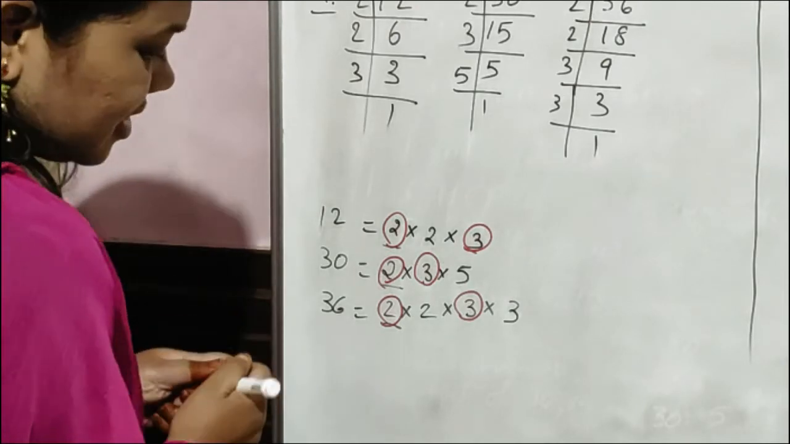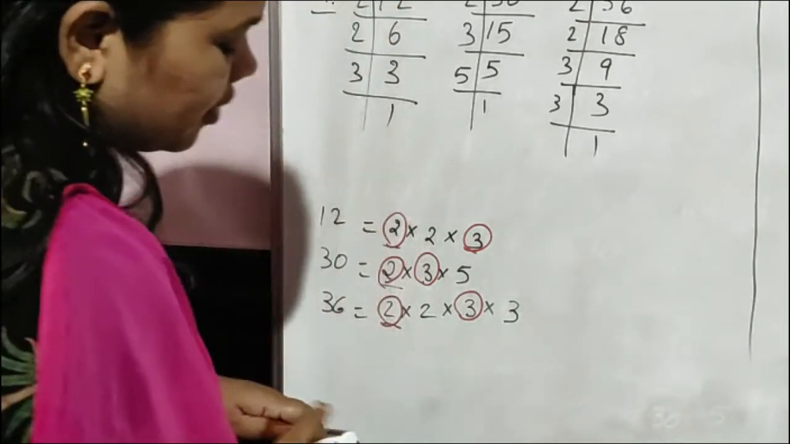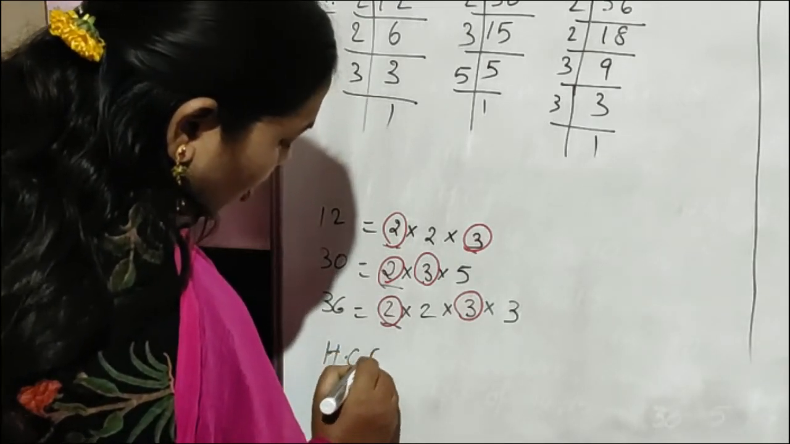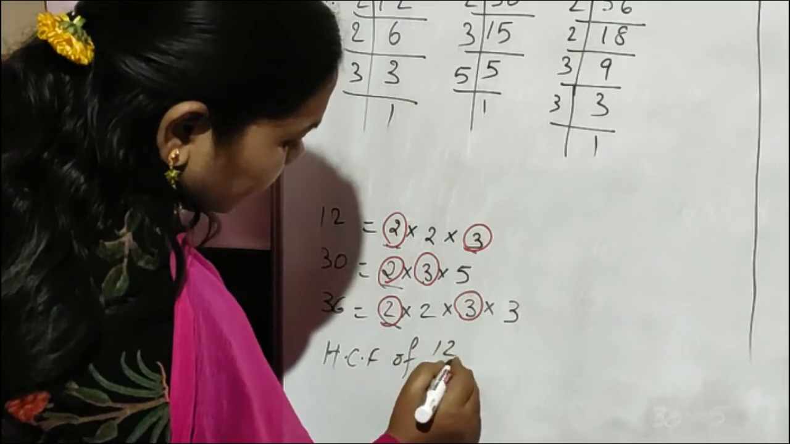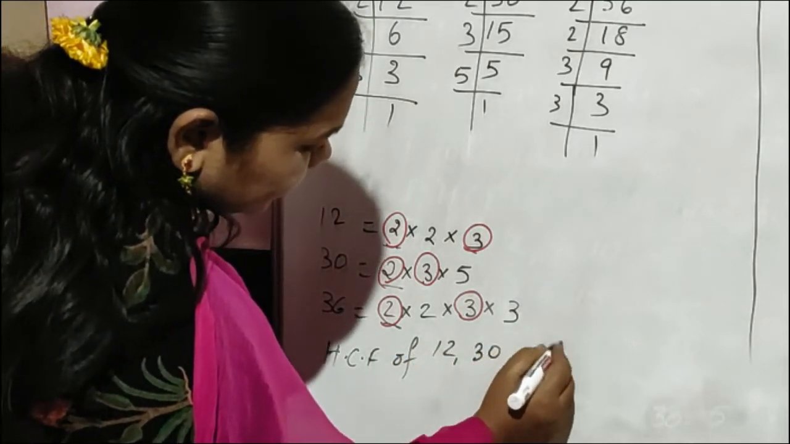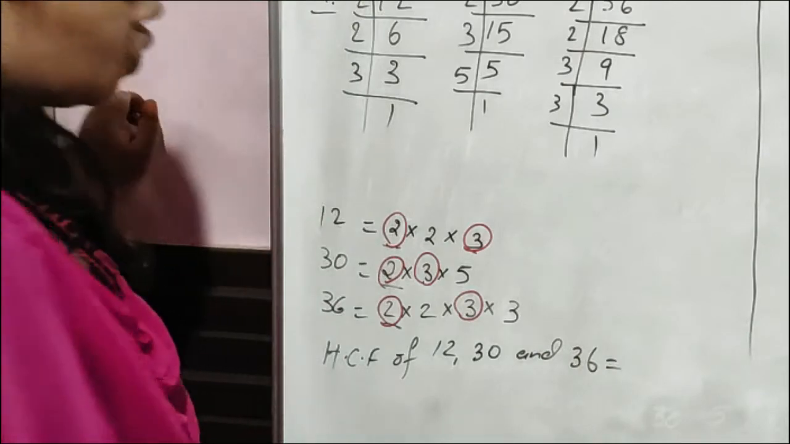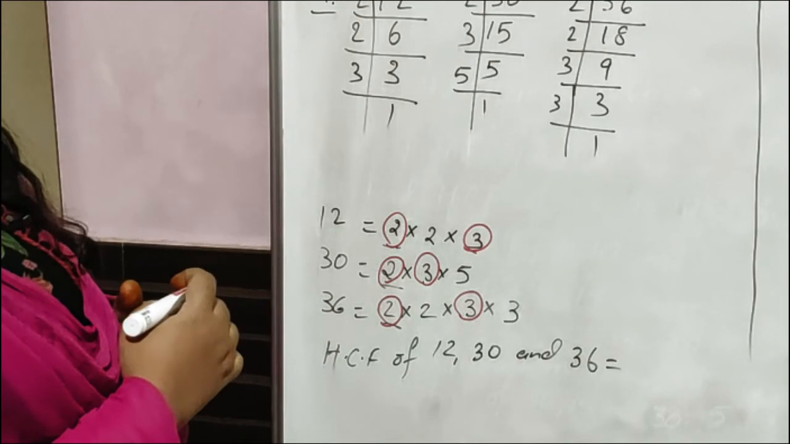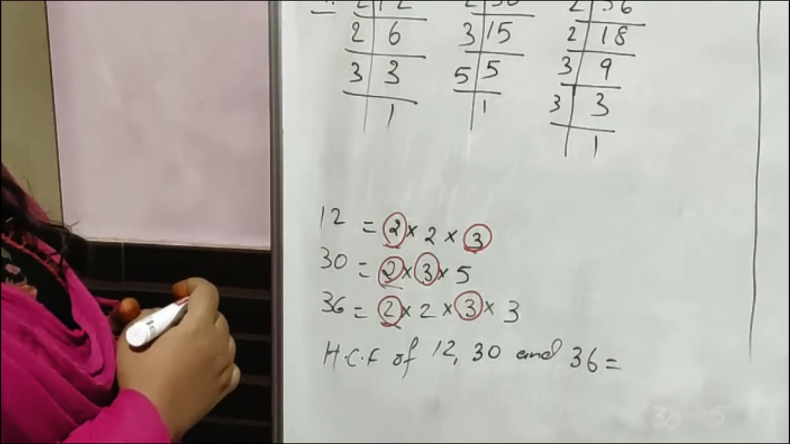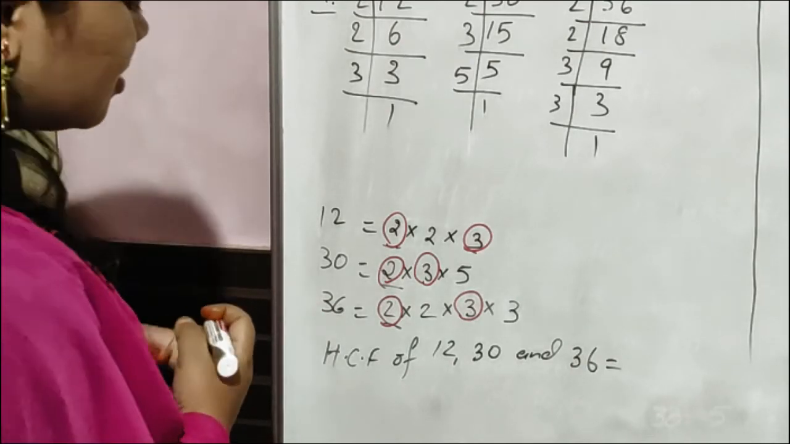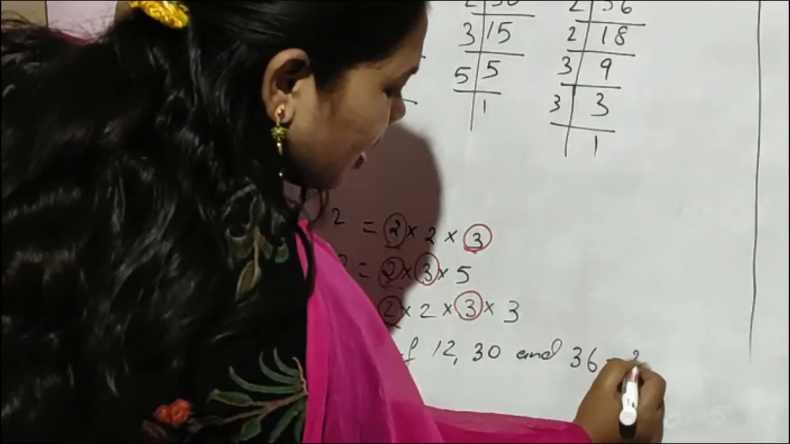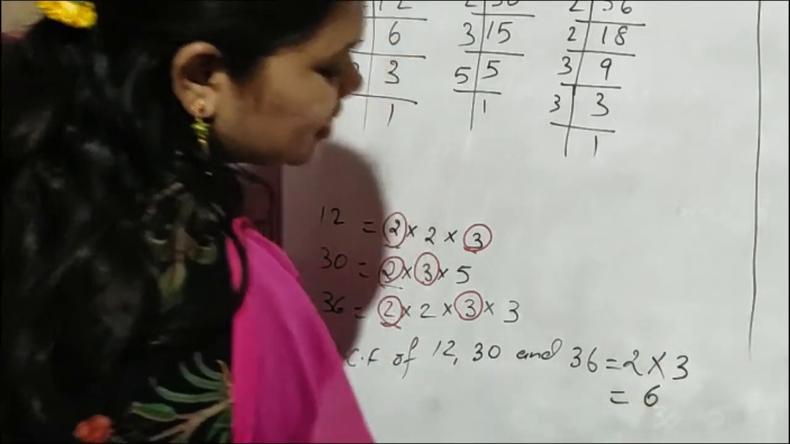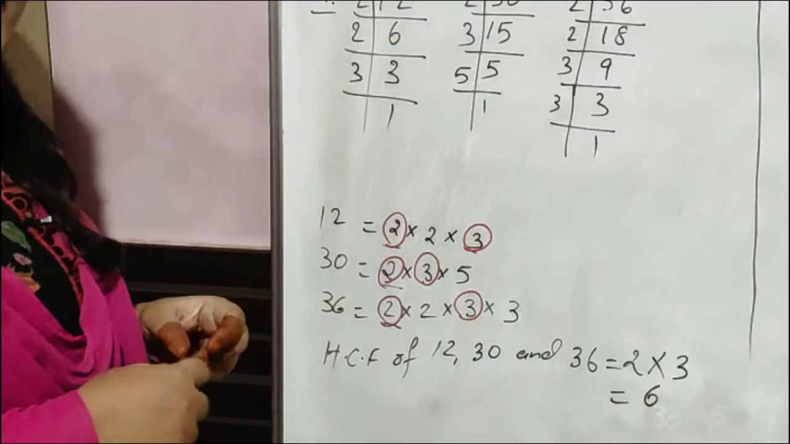So HCF of 12, 30 and 36 is equal to product of common prime factors. So 2 is common to all into 3 is common to all. 2 into 3, 6. So HCF is 6.